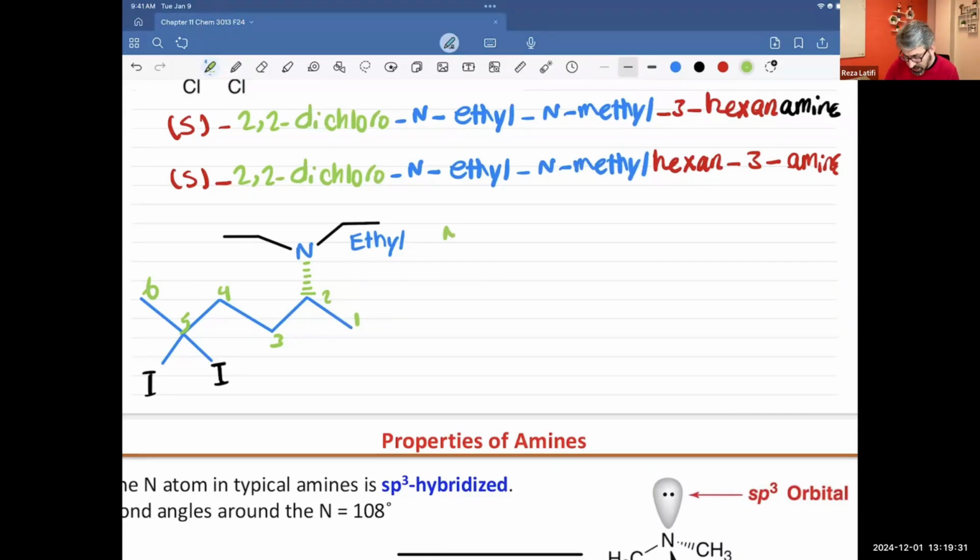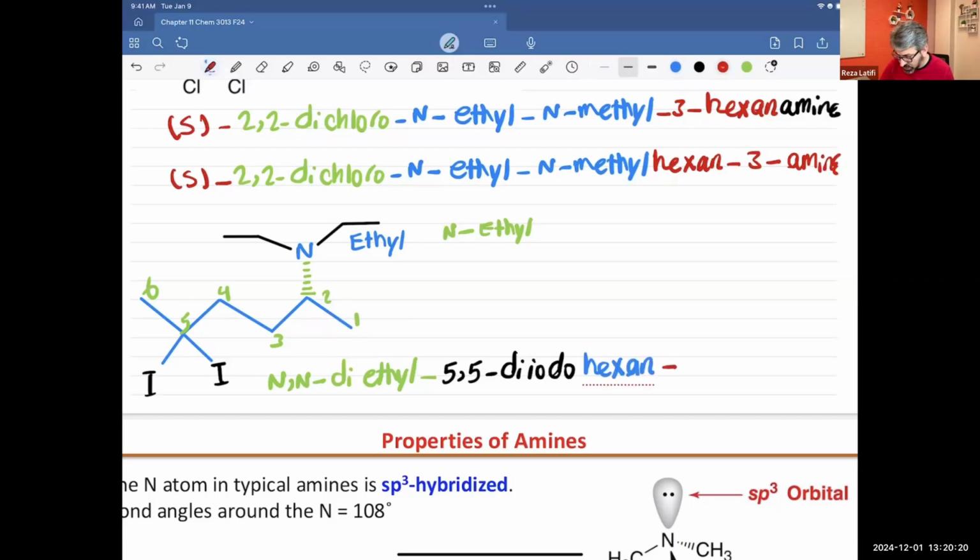So I have 2 identical groups attached to nitrogen. I'm supposed to say N-ethyl, but I have 2 of them. And because I have 2 of them, I go N, comma, N, and then I say diethyl. You want to say you have 2 ethyls attached to nitrogen. Diethyl, and then say comma. Now on the 5th carbon, we have 2 iodo. So we say 5,5-diiodo. And then we have 6 carbons. We will say hexane.